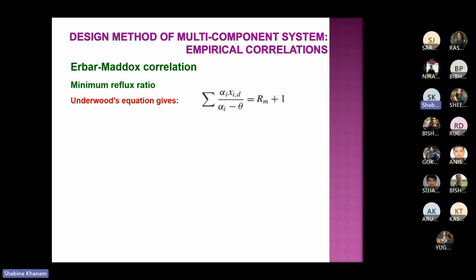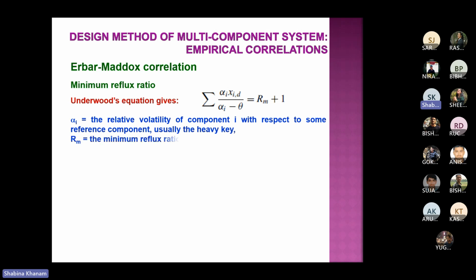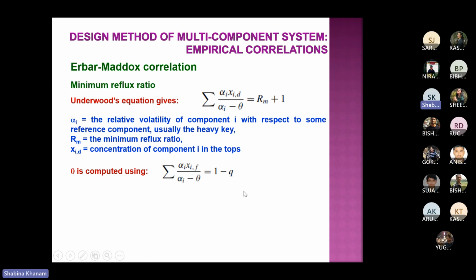However, we are not given this theta value. Theta value again we need to calculate. So how will we find out this theta value? For that we need again a different correlation, and that will depend on the feed condition. Like you must have remembered this q line. That q line should be equal to 1 when we are dealing with boiling condition.